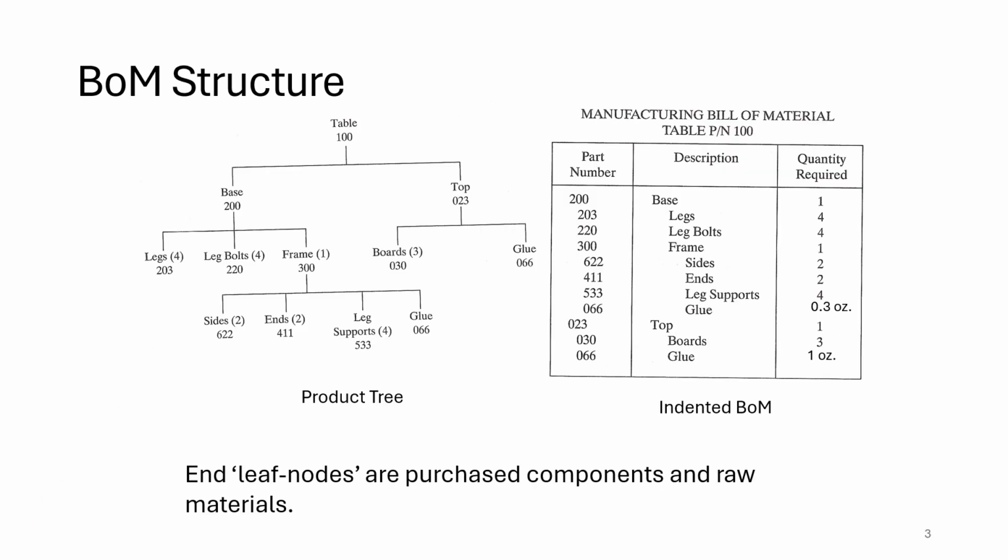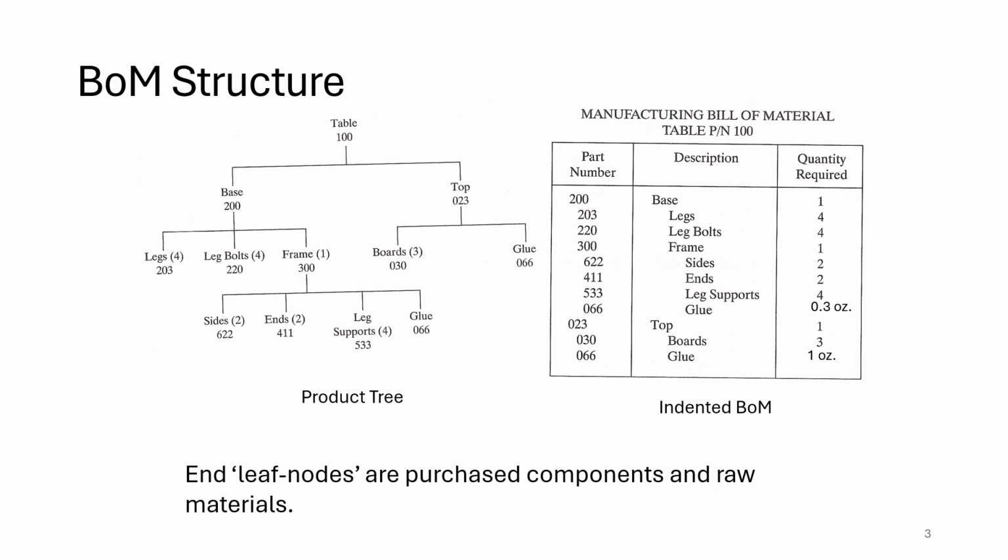Now that we understood what a BOM is, let's look at how it's structured. There are two very common ways to represent a BOM. One is the product tree format, which is on the left, and the second one is the indented BOM format, which is on the right. So let's discuss the product tree format first. If you look at it, it's relatively straightforward. It's a visual representation that shows how components are assembled into subassemblies and how they build an end product. It's essentially like a family tree for our product, showing how everything is related.